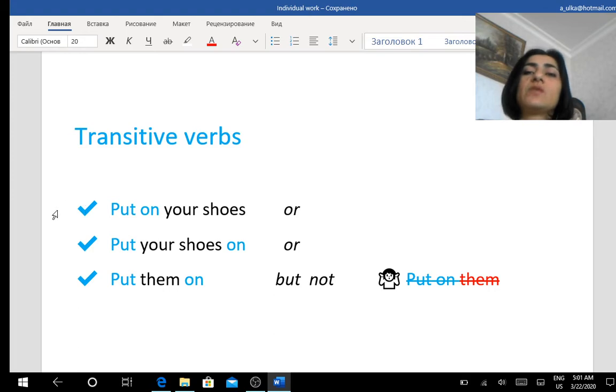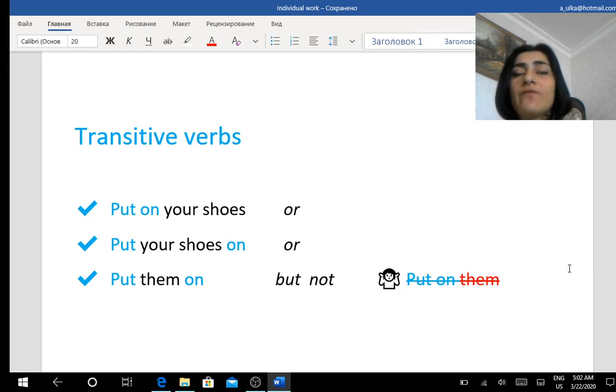So it works like this. Put on your shoes, direct object after the verb. Put your shoes on, object between different verb parts. And put them on, with a pronoun. It works when you put it between the different parts of the verb, but not after the verb, like in the first case. Okay, with a pronoun it's different. So that's all for now.